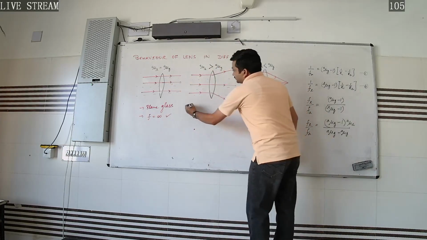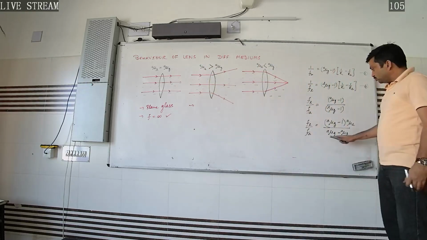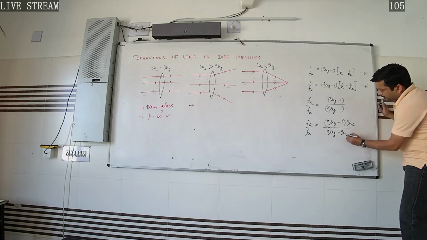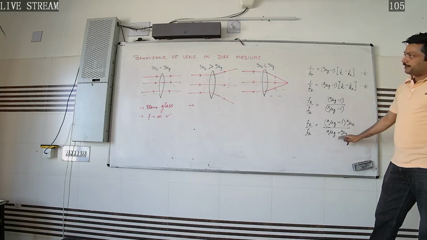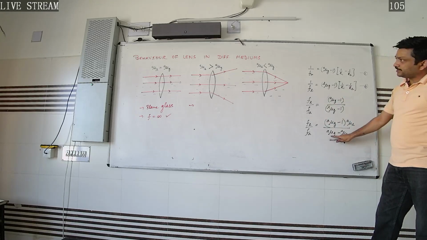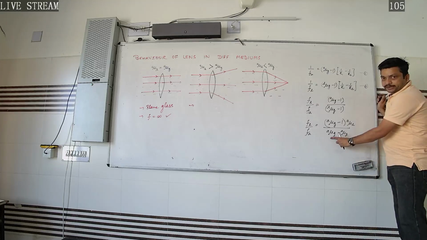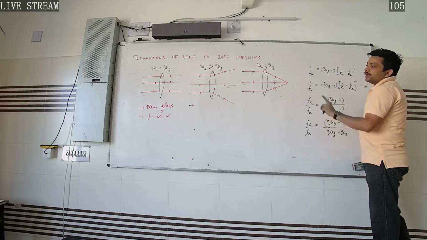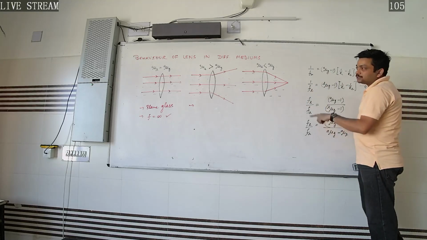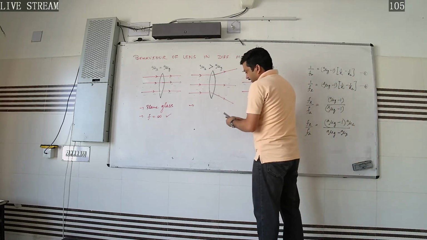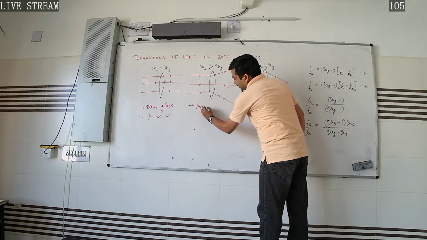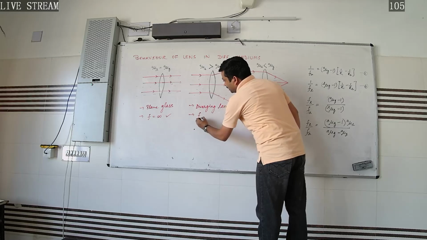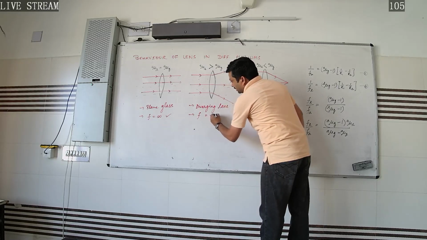In the second case, if aμL is greater than aμg, then this difference will be negative, and if this difference is negative, then the focal length of the lens will be negative. The focal length is negative for the concave lens, so that's why it behaves like a diverging lens. Why? Because the focal length of the lens in the liquid is found to be negative.